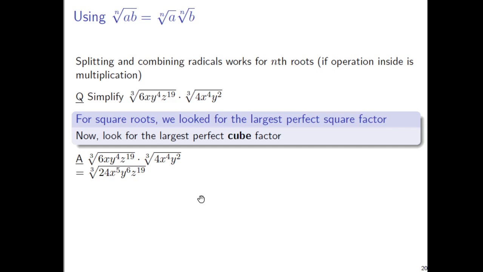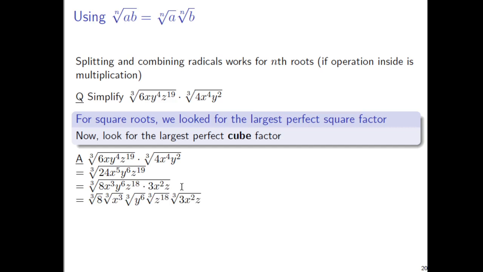And now we're looking for perfect cube factors. Now 24 itself is not a perfect cube, but 24 is 8 times 3, where 8 is a perfect cube. What about x to the fifth? Well, now we're looking for perfect cubes. So instead of the exponents being even, or that is multiples of 2, we need the exponents to be multiples of 3. So we can rewrite x to the fifth as x cubed times x squared. X to the sixth, well, the 6 is a multiple of 3, so we can leave that. And then z to the 19th, we're looking for the largest number that's smaller than 19, which would be a multiple of 3, and that would be 18. And then there's still one left over z.